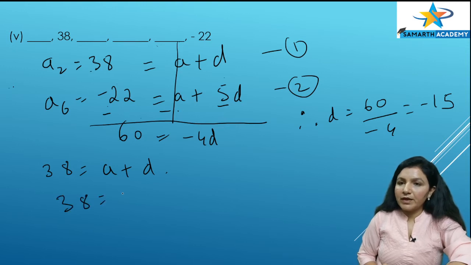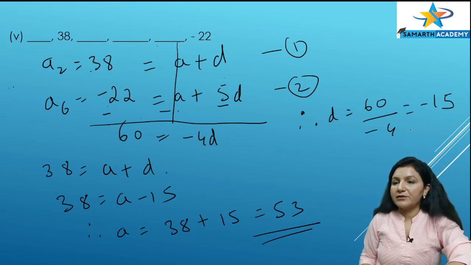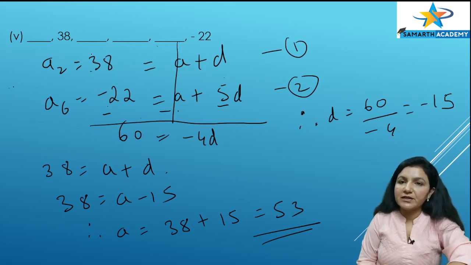38 is equal to A minus 15. Therefore, A is equal to 38 plus 15, which is 53. So the first term is 53 and the common difference is -15. Hence, we can write the missing terms. So what are the missing terms? The first term is 53.